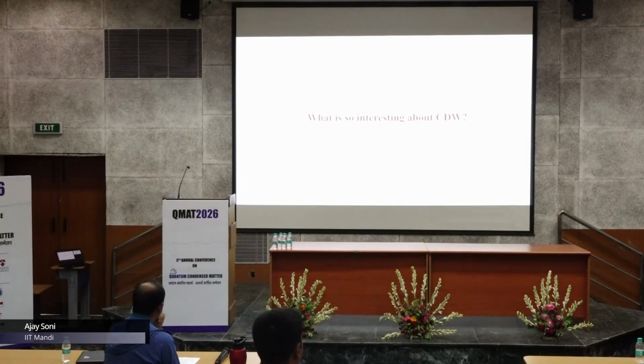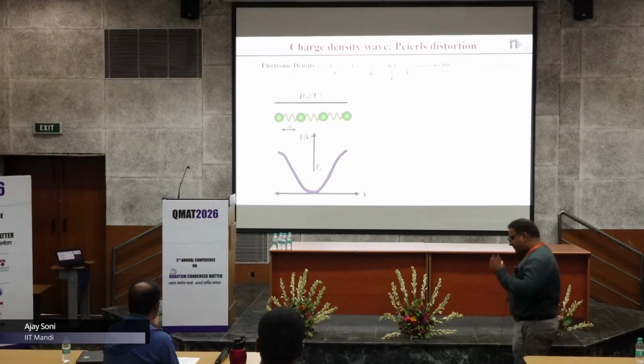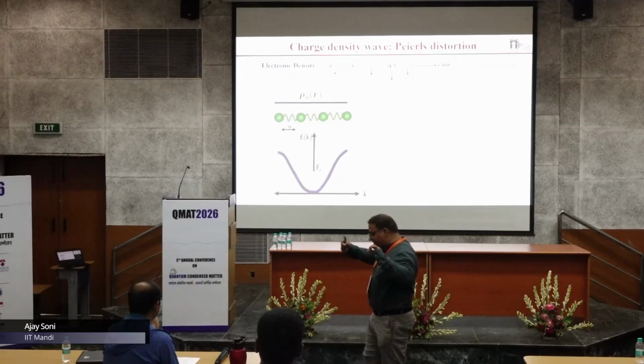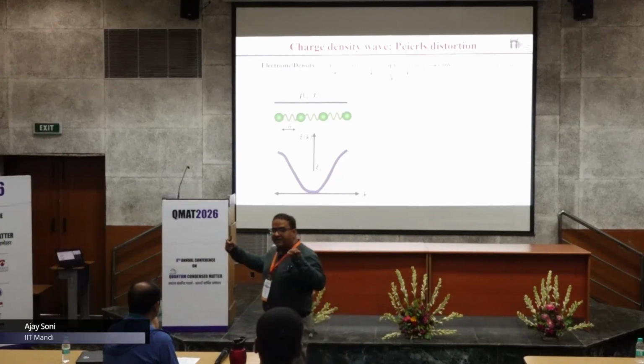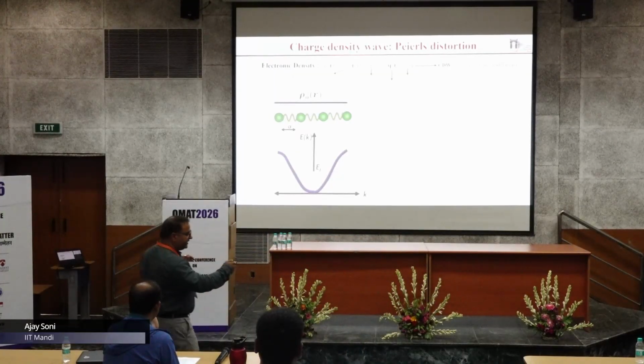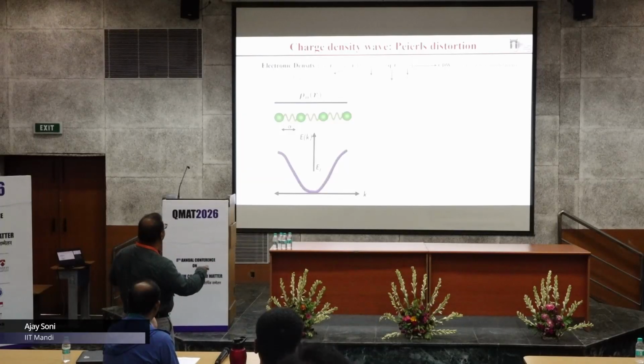So what is so interesting about charge density wave? When we talk about charge density wave, it's a very simple phenomenon. You think about a one-dimensional chain of atoms, okay, and then you have the electronic density. When you map it, what you see is that if you do not have a charge density wave, if you have a one-dimensional chain, you have a band structure like this one.